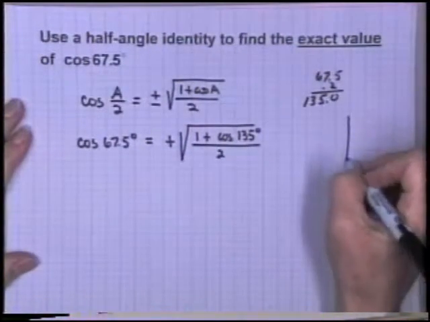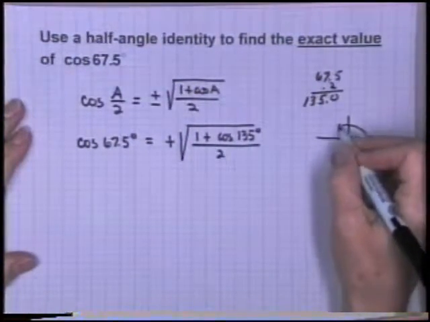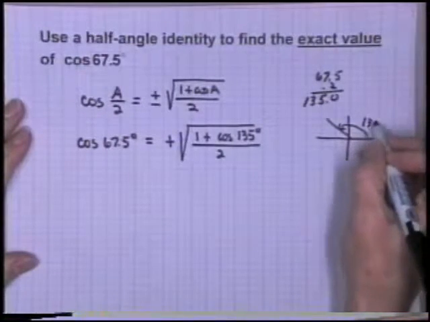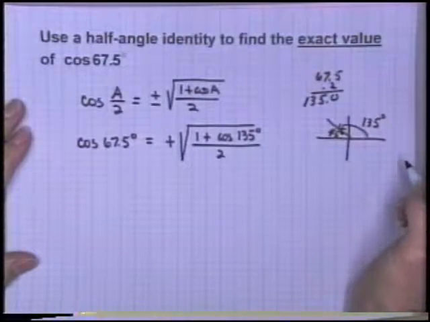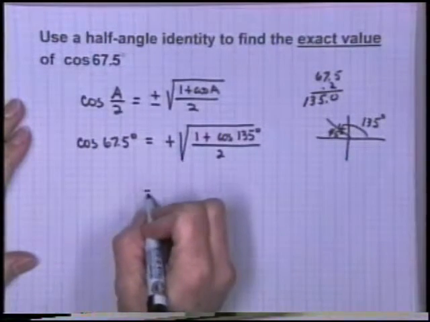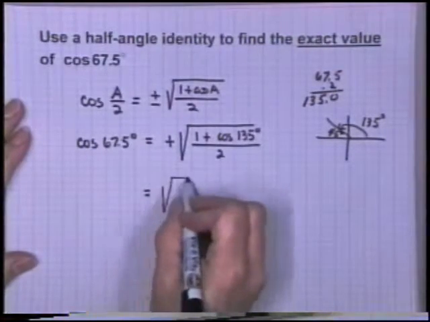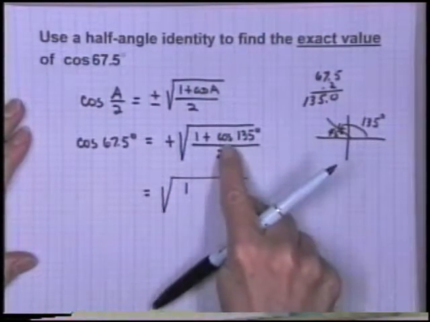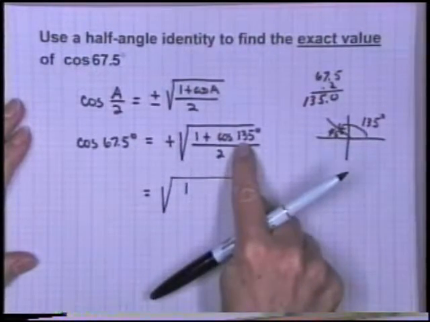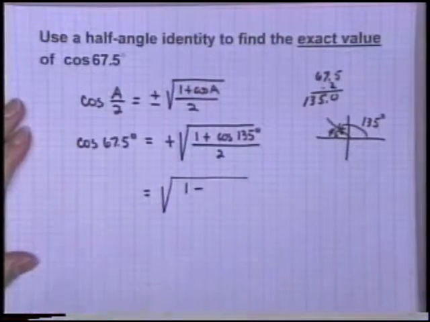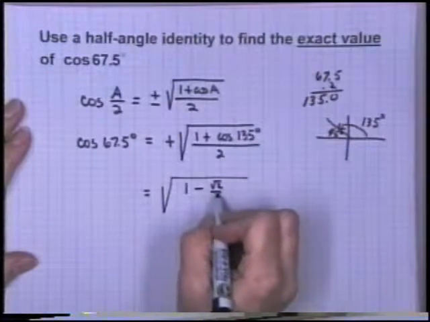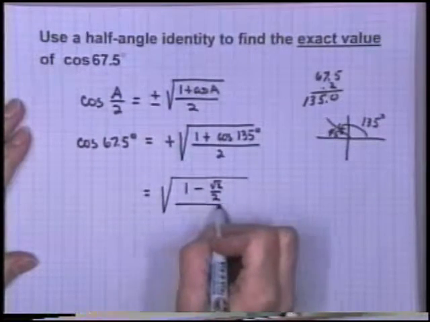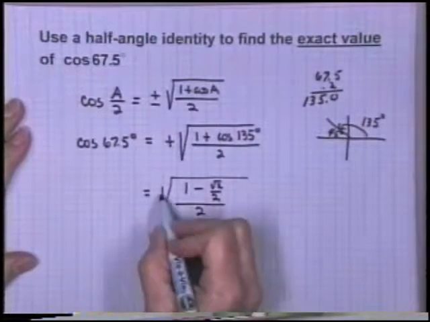Now 135 degrees, let's remember that. That's over here in the second quadrant, isn't it? What's my reference angle? 45. So because we are in the second quadrant with 135 degrees, this cosine of 135 degrees is going to be negative. So I'm going to put my negative sign down. And the cosine will be the same as 45, which is square root 2 over 2. And then all of this is over 2.